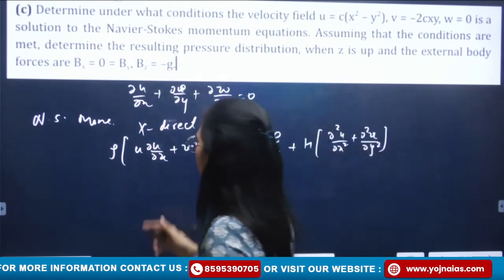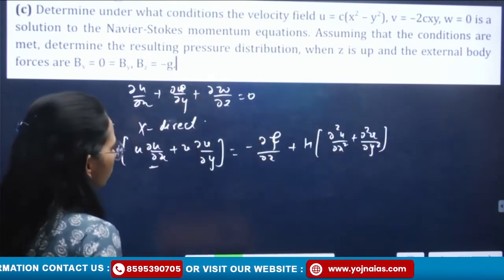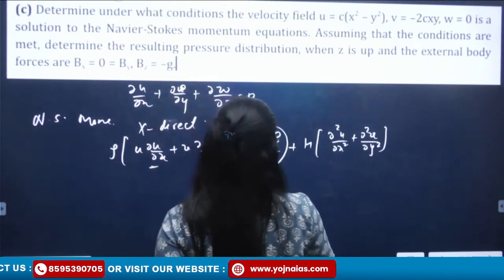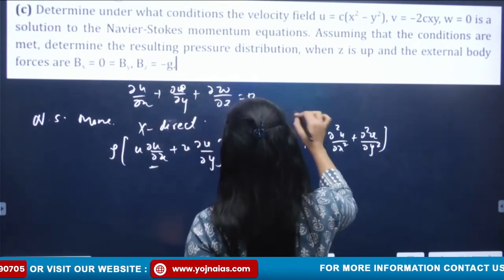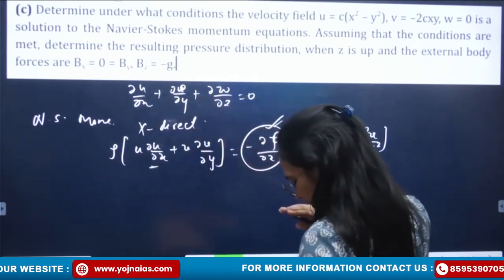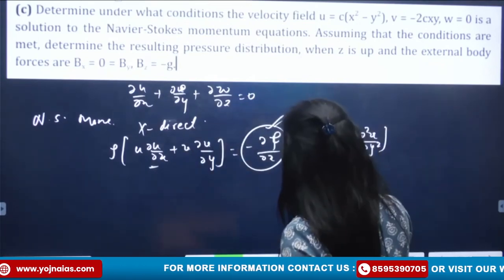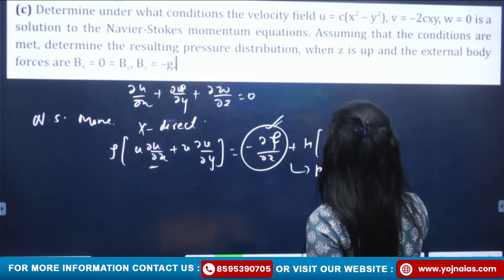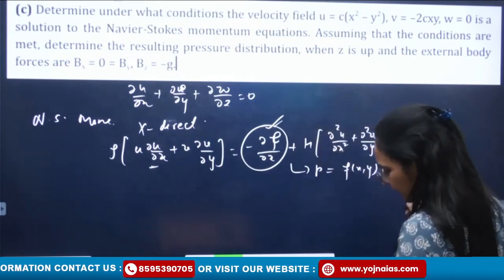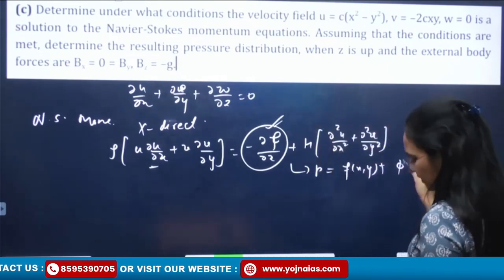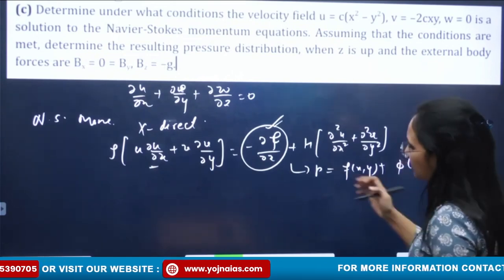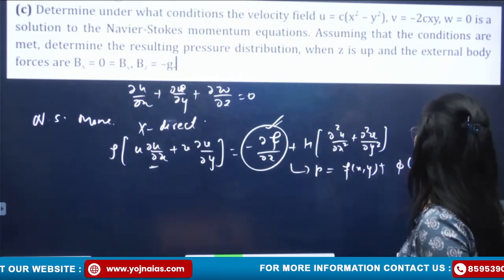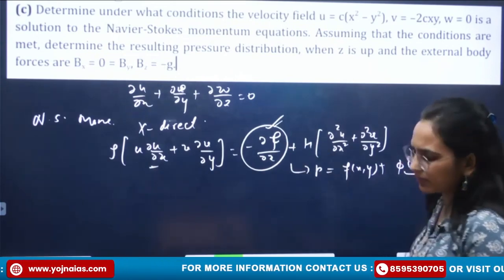After that, calculate all these values and from here find ∂p/∂x. From this you will find p, and that p would be some function of x, y, z plus a constant of integration, which we will call phi of y, z, because with respect to x there is already the partial derivative, and what remains is the function of the other variables.